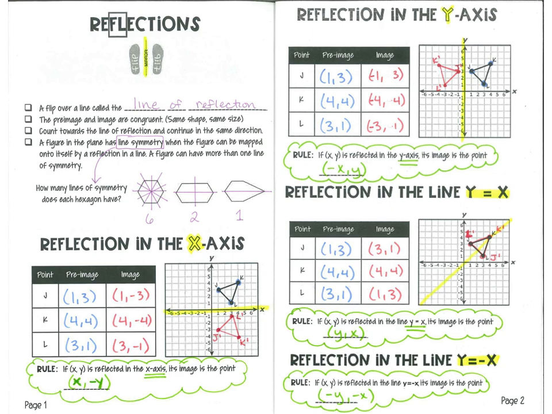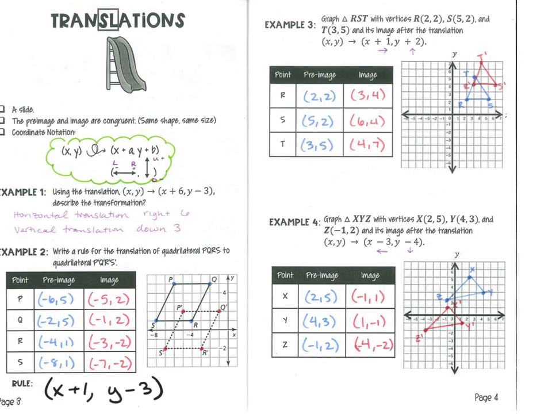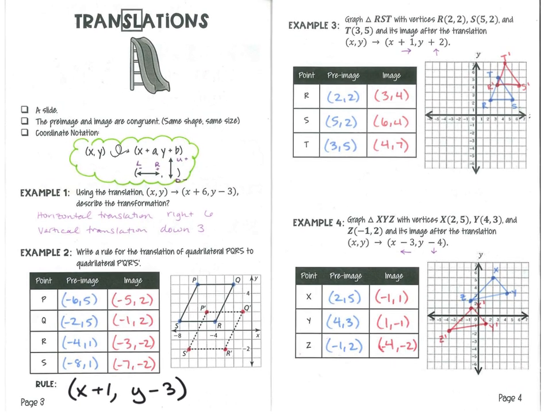Here's our last page for today. We're talking about translations. So translations are slides around the coordinate grid. Again, I'm going to give you a chance to color code. There's not as much here to color code. I did forget to type or write this part in for you down here, so make sure you write that in. My bad. I'll give you some time to think about the images and pre-images, and then we'll discuss some important stuff.